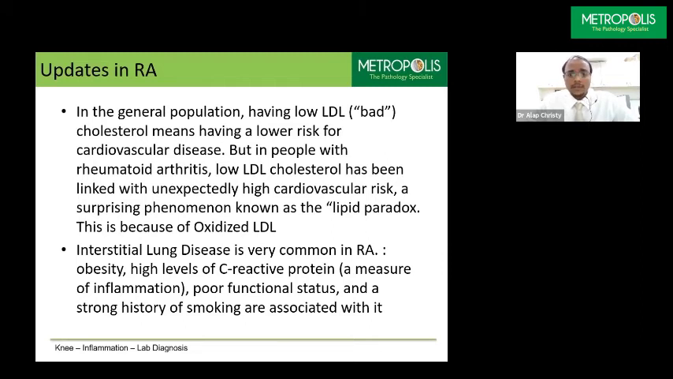Another disease associated with rheumatoid arthritis is interstitial lung disease, which is very common in RA. And obesity, high levels of CRP, poor functional status, and a strong history of smoking are associated with the same.